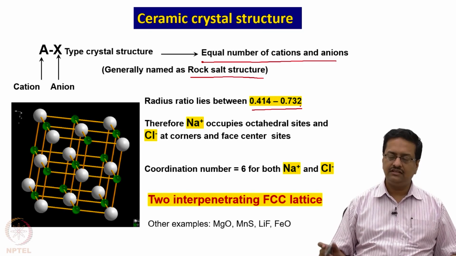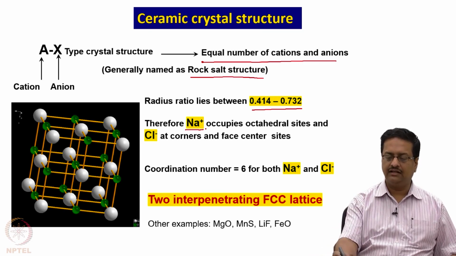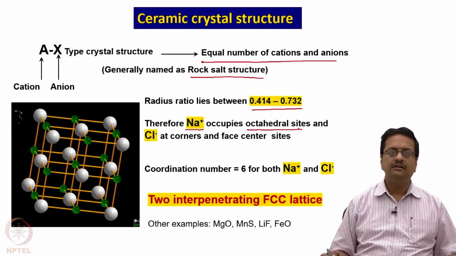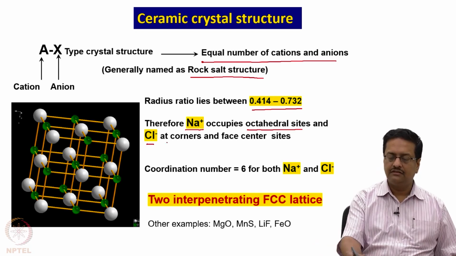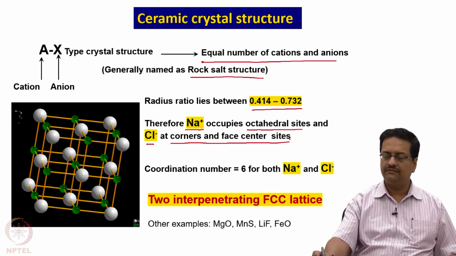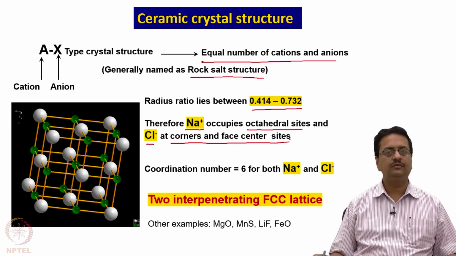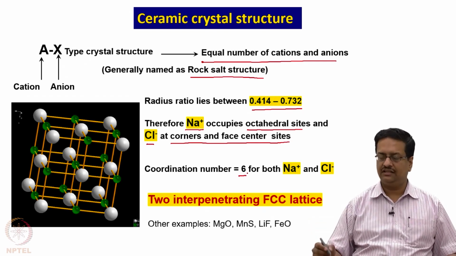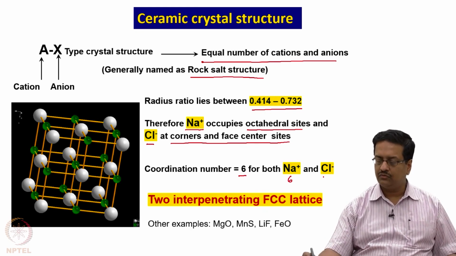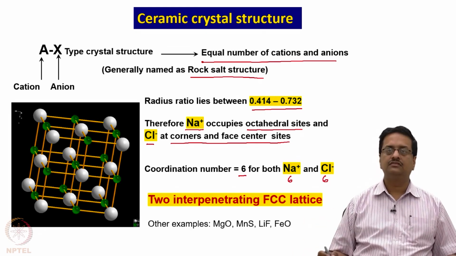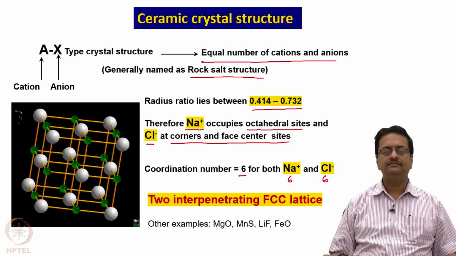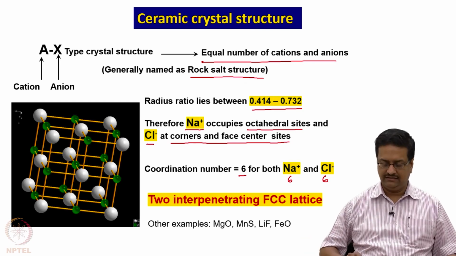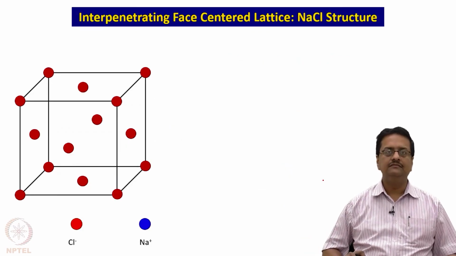So, what we see here is that the sodium cations, Na+, occupy the octahedral sites, and chloride ions occupy the corners and face centered sites of a face centered cubic lattice. So, it is a 6:6 coordination. That means it is 6 coordination with respect to both sodium and chloride, and this structure is represented as interpenetrating face centered lattices. So, what does it mean?